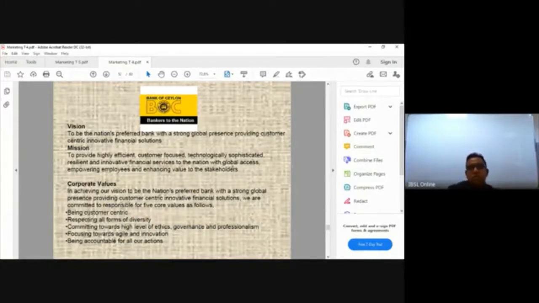Now, who are the stakeholders? Stakeholders are the parties who have a direct or indirect interest in the company. If we take Bank of Ceylon, there are many stakeholders: the customers, staff, suppliers, agents, public, shareholders, and the government. All of those are stakeholders.